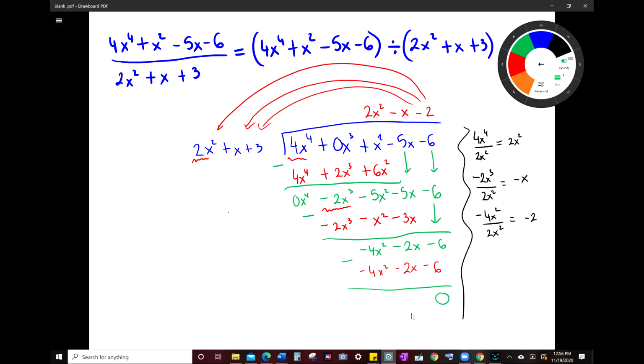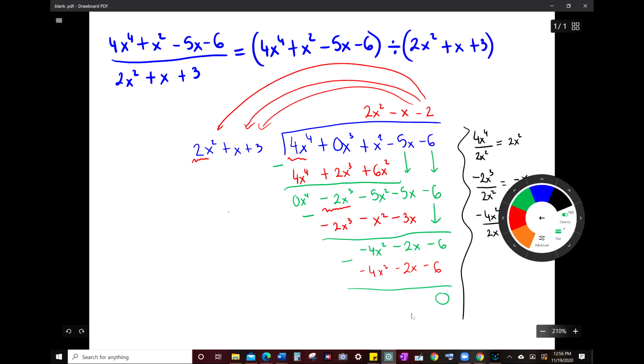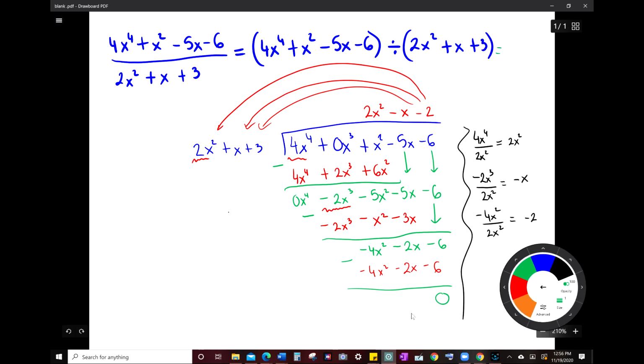So the final answer for this problem is 2x squared minus x minus 2. So I put it up here: 2x squared minus x minus 2 with no remainder. Hopefully this helps you understand how to do long division between polynomials.